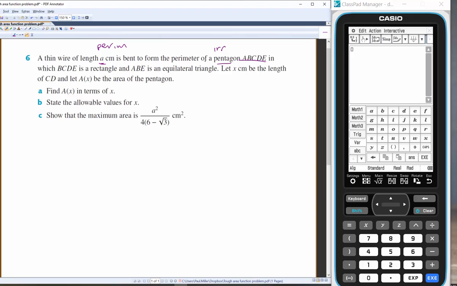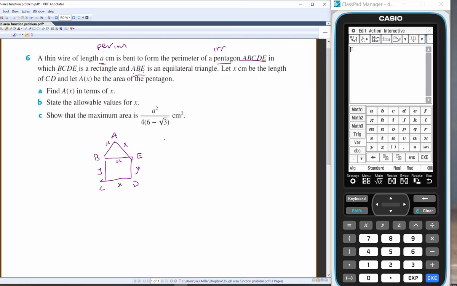And these are the names of the vertices, in which BCDE is a rectangle and ABE is an equilateral triangle. So let's just draw this. Here is our rectangle and an equilateral triangle. BE is the common side, so that's BE. This must be A then, and therefore this is going to be C and D. Now CD is X, X, X, X, and we don't know what that one is. We're just going to call that one Y.